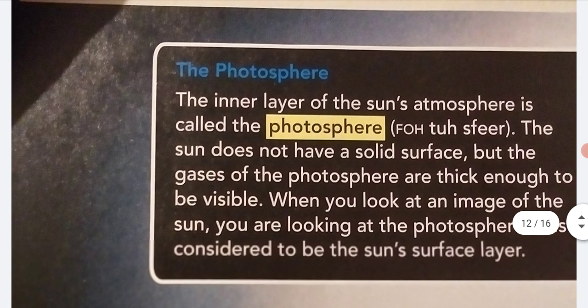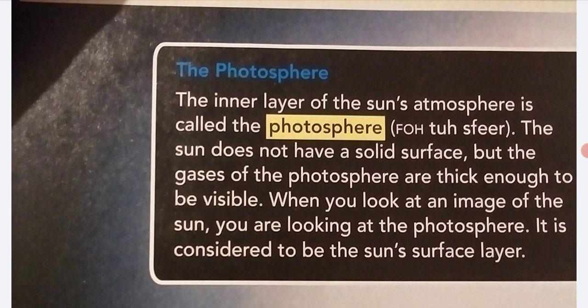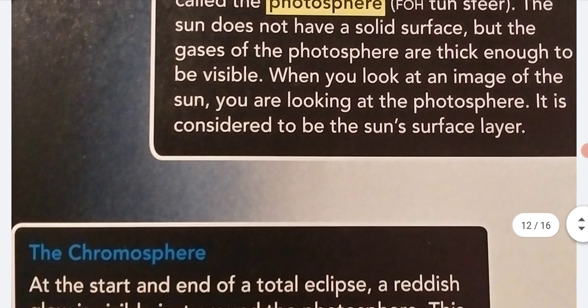The photosphere. The inner layer of the Sun's atmosphere is called the photosphere. The Sun does not have a solid surface, but the gases of the photosphere are thick enough to be visible. When you look at an image of the Sun, you are looking at the photosphere. It is considered to be the Sun's surface layer.